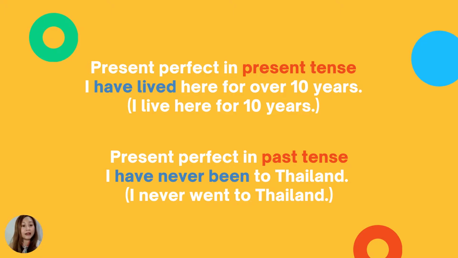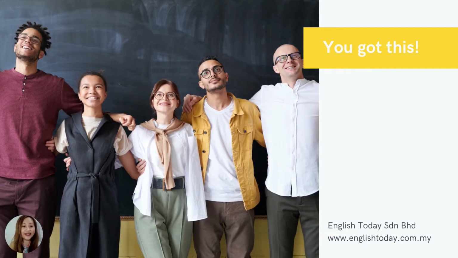Similarly, it will be expressed in past tense, for example, in another language, but you would have to use present perfect in English. I have never been to Thailand versus I never went to Thailand. So there you have it. 5 quick tips for the usage of perfect tense.